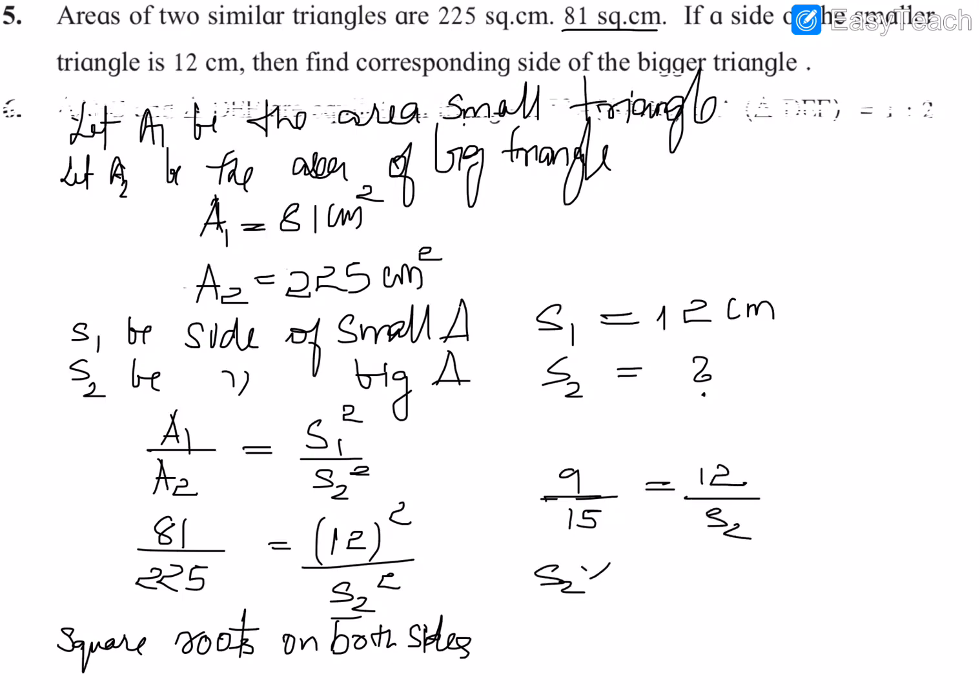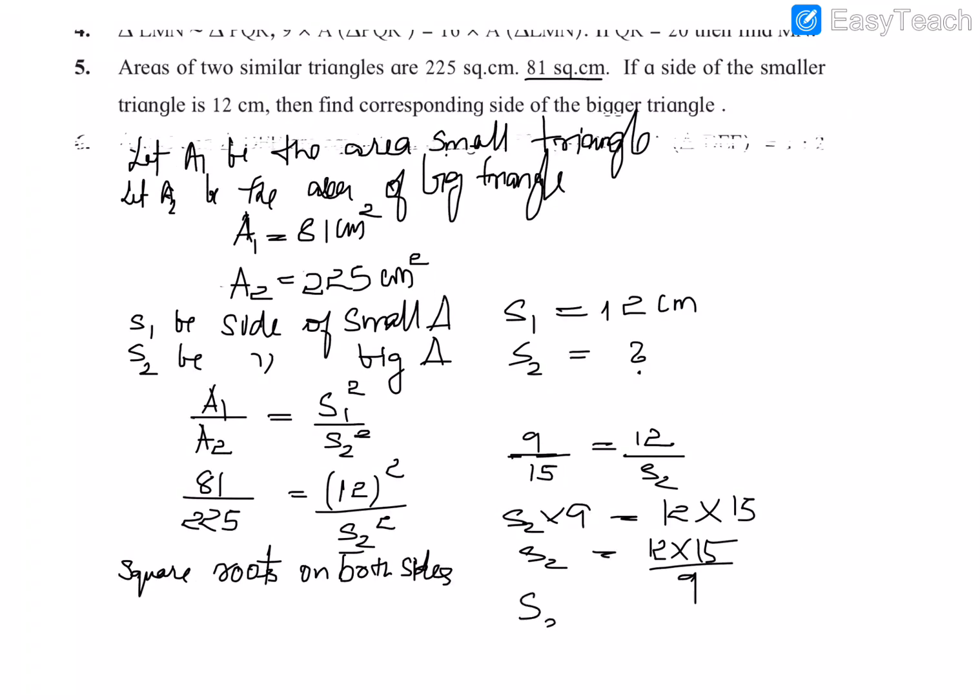12 by S2. Now we can cross multiply. So S2 into 9 is equal to 12 into 15. So S2 is equal to 12 into 15 by 9. So S2 will be, we can cancel 12 and 9, it will be 4 times and 3 times, again 3 and 15 we can cancel, it will be 5. So 4 into 5 it's 20 centimeter is the side of the bigger triangle.